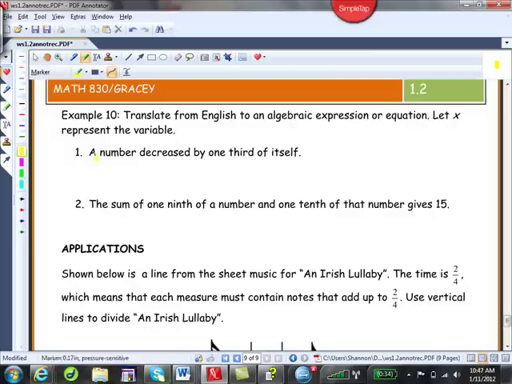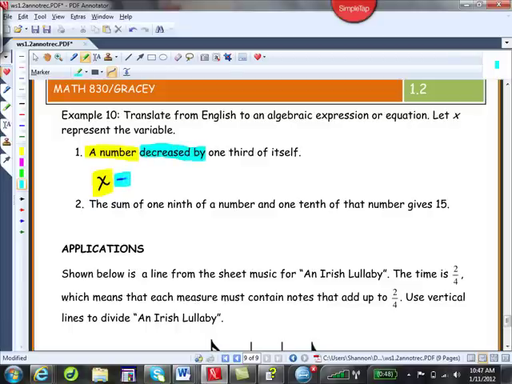Well, a number, what could we call that? How about x, like the directions said? So a number translates as x. Decreased by, remember that was one of the words for subtraction. So this part, decreased by, is the minus.